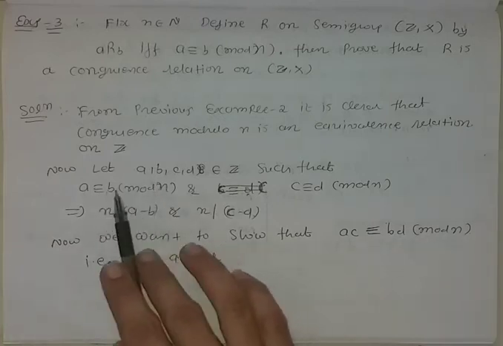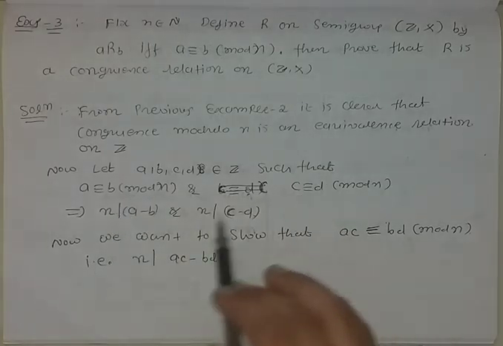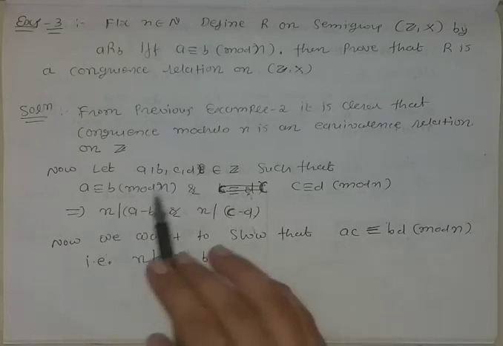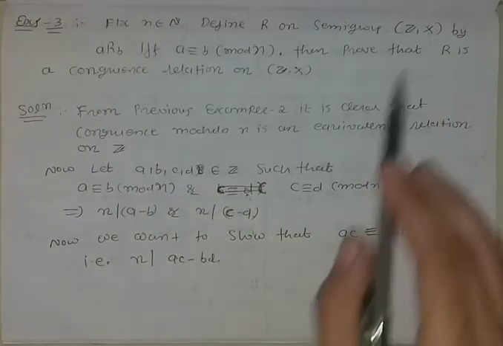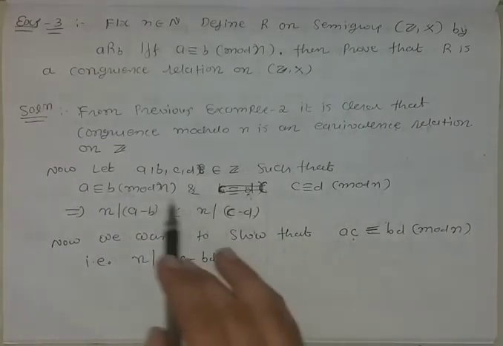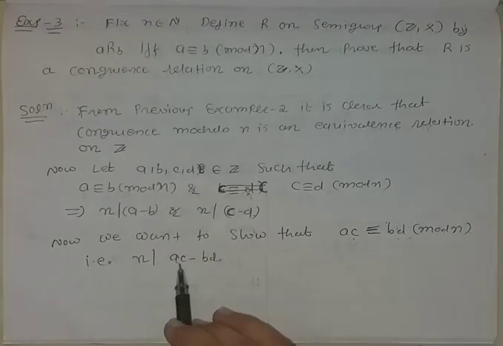So from this we can say that n divides a minus b, and from this n divides c minus d. Okay, now what is our aim? Our aim is to show that ac, because our binary operation is multiplication, that means ac is congruent to bd modulo n, that is n divides ac minus bd. Okay, so how we can prove that, let us see.